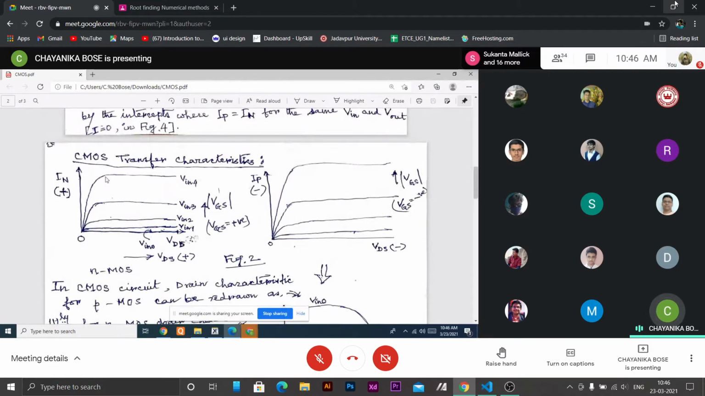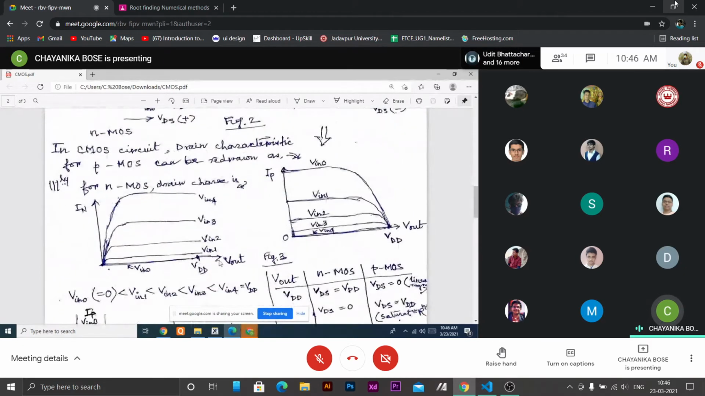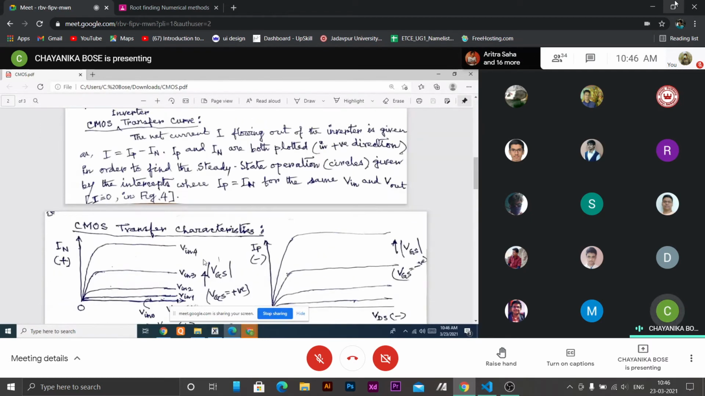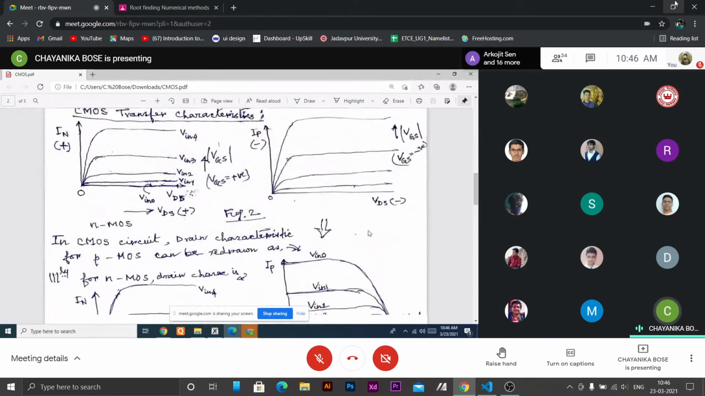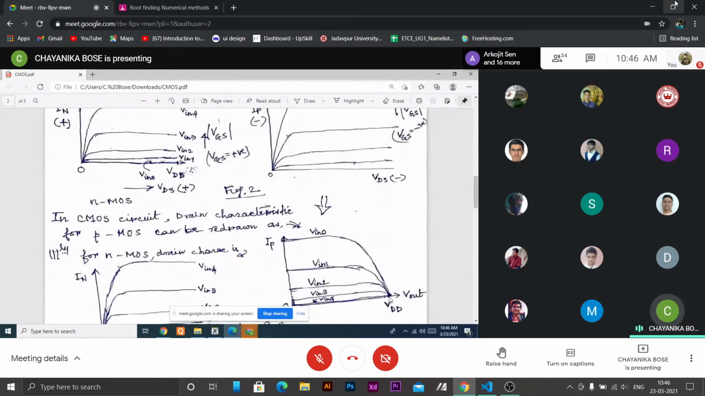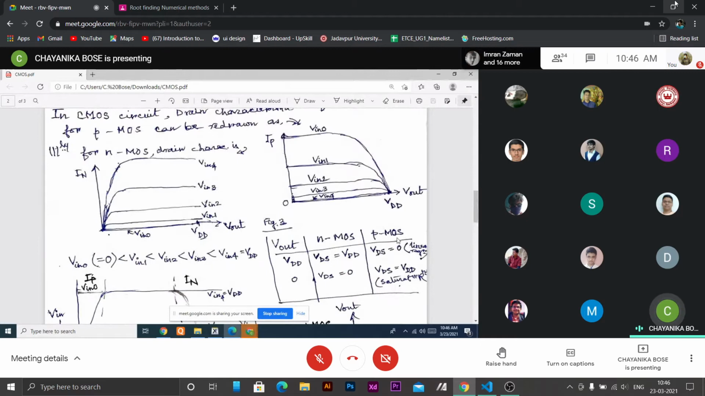For NMOS there is not much change for me, only this one: it is the VDD, V out and 0, 1, 2, 3, 4. As input voltage increases, current increases. It is similar to this one. But here for PMOS, we see that V out is VDD. Then what happens? V out is VDD, VDS is 0. So PMOS has a linear region.